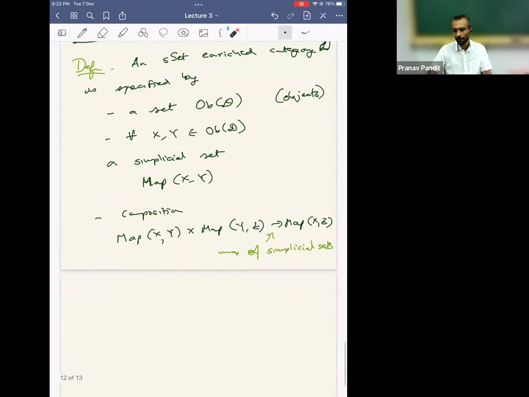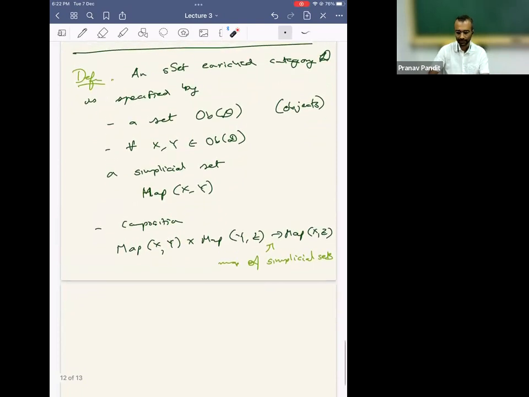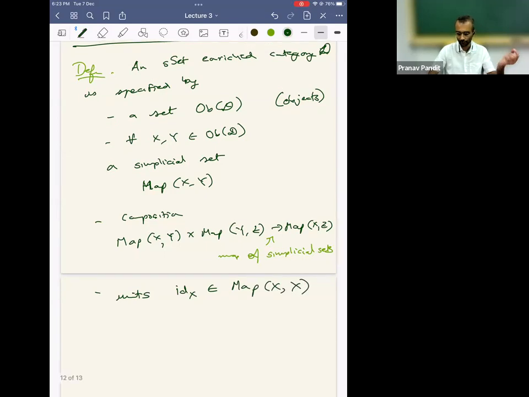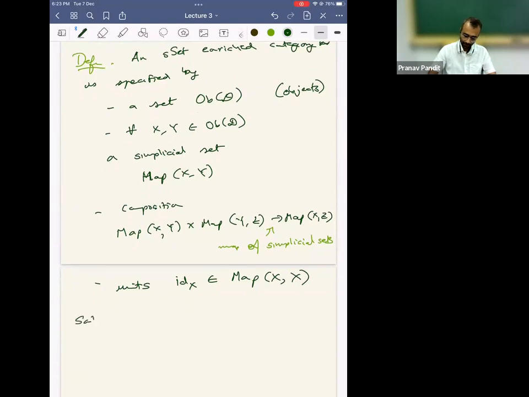So that's what it is. You could talk about a top enriched category where this map X Y is not a simplicial set, but a topological space, and so on. So you want the composition, and then you want units, 1_X, which is a zero simplex in map X X, right? So it's a point in map X X, which you can think of as a zero simplex, satisfying associativity and unit axioms. That the composition is associative and so on. So this is what a simplicially enriched category is.